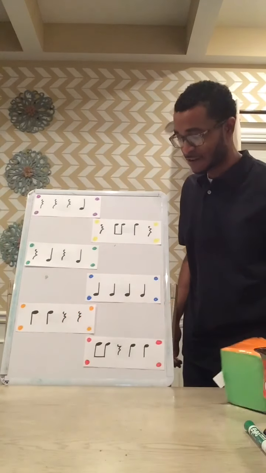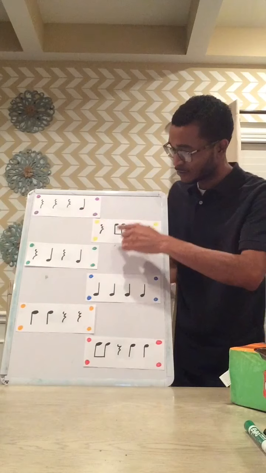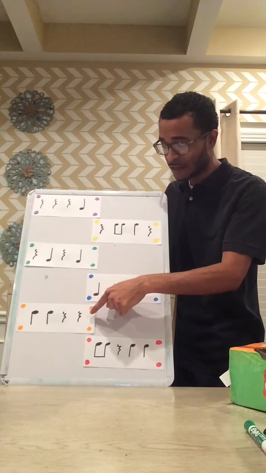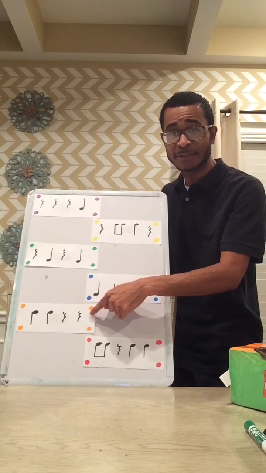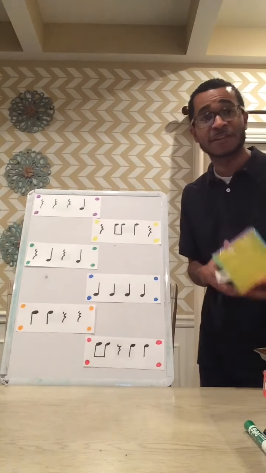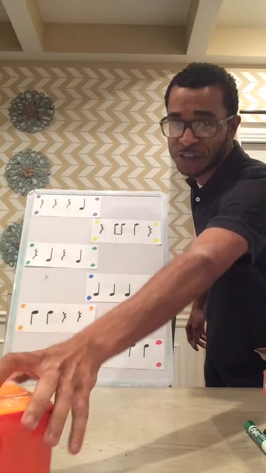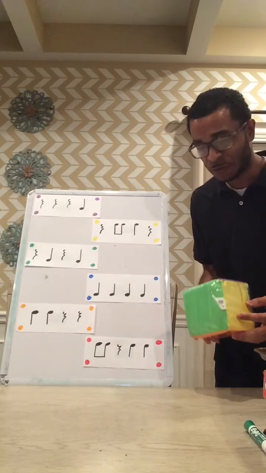Orange. All right, let's find orange. Right there. Can you clap that? Let's go to the next one. Orange again. Let's try that again. Come on, Mr. Rouser.